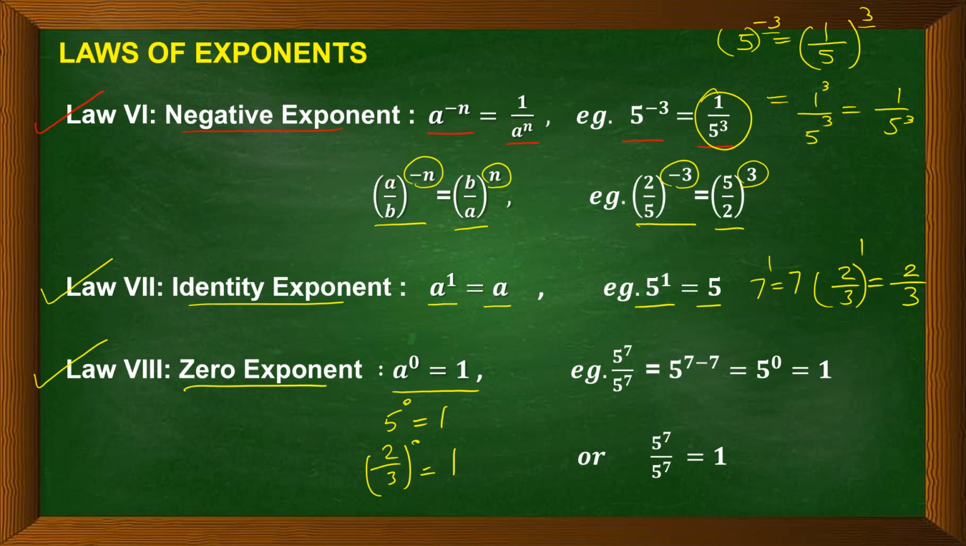Why is it so? Let us take an example, 5 raised to power 7 upon 5 raised to power 7. One thing is we can just cancel it out, the answer is 1. Another thing, we can apply the law. According to the law, whenever we have the quotient of powers like this, we subtract the powers. So 5 raised to power 7 minus 7 is equal to 5 raised to power 0, which is equal to 1. Right? Or we can just cancel it and get 1. So if we apply the law, we get 5 raised to power 0, which is equal to 1. Right?